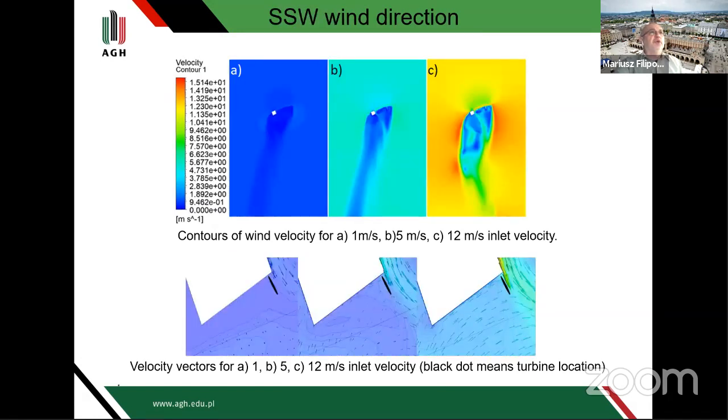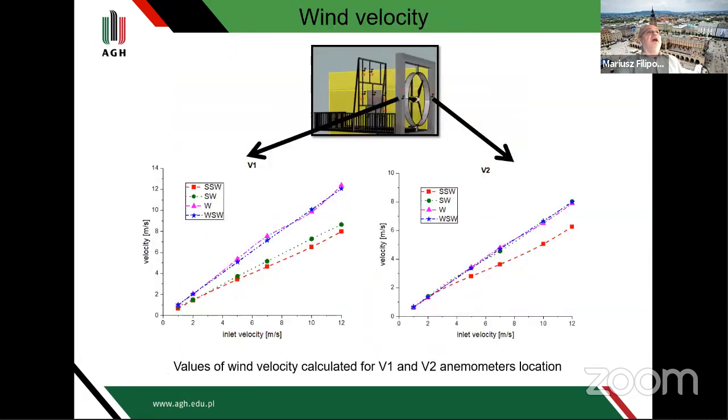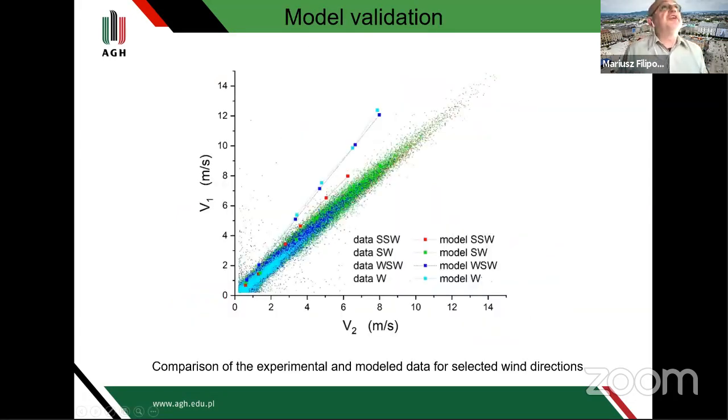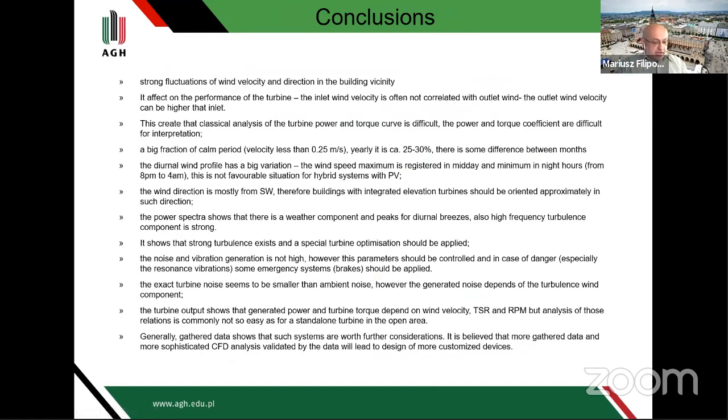So, southwest winds, and finally, some plots of velocity V1, V2, and some validation of the model compared with data. So you can see that it is not totally good, but it is still under improvement. We have some work to do still.